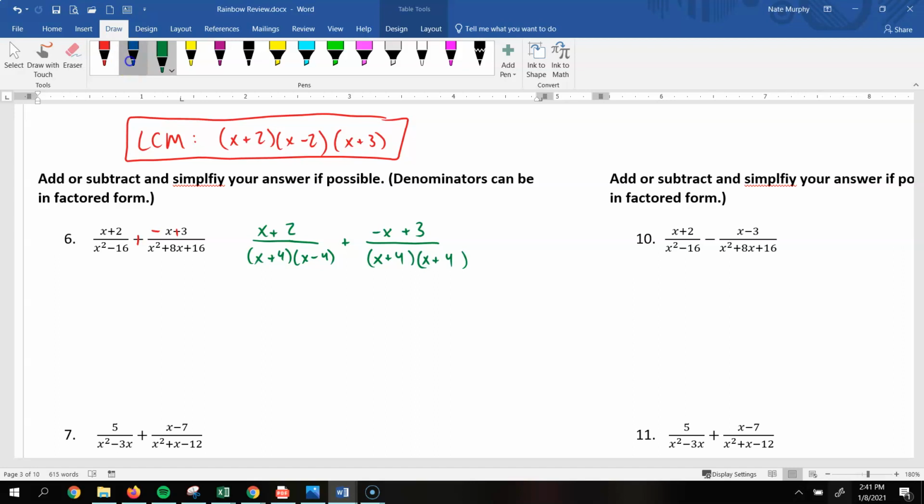All right, so now I want to figure out, well, what's my LCM going to be? So I see in that first fraction, we're going to have x plus 4 times x minus 4. The second fraction, I have x plus 4 and an x plus 4. So I have two of the same factor in that same denominator. So I need to add another x plus 4 here. It doesn't matter what order we put those in, but we are going to have x plus 4 times x minus 4 times x plus 4 as our LCM. So now in that first fraction, what are we missing? We're missing another x plus 4.